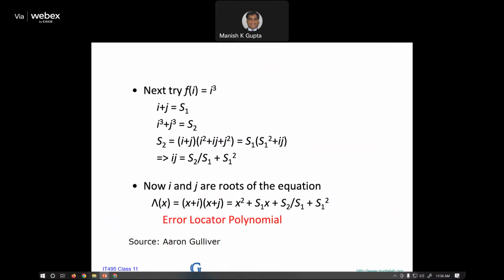So I plus J is S1, I cube plus J cube is S2. And so I can simplify, and from this I can find out the product of I and J in terms of S1. S1, S2 is known to us because the syndrome gives you S1, S2. I want to find out the position where the error occurred, right? So now the product is known, the sum is known. I can find out the polynomial for which I and J are roots. This is known as the error locator polynomial. X plus I times X plus J, which is X squared plus S1 X plus S2 by S1 plus S1 squared. All this simplification, right?